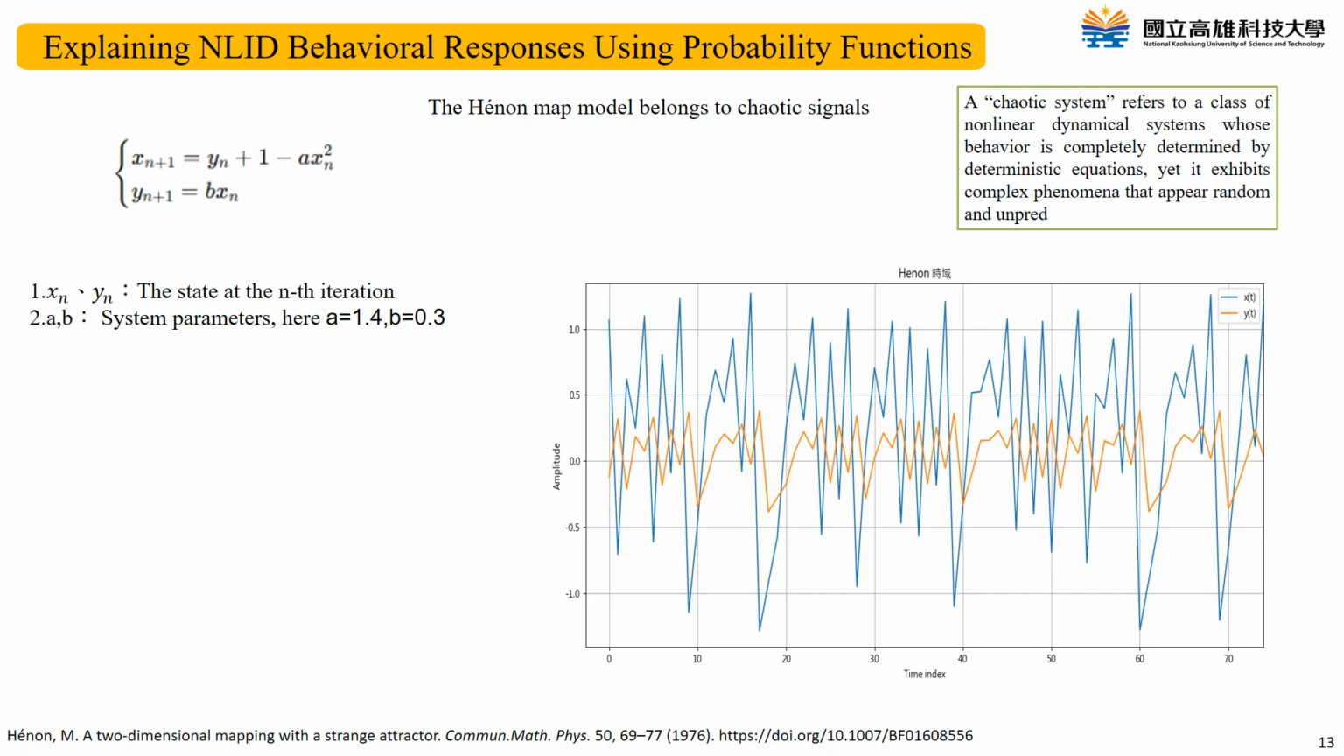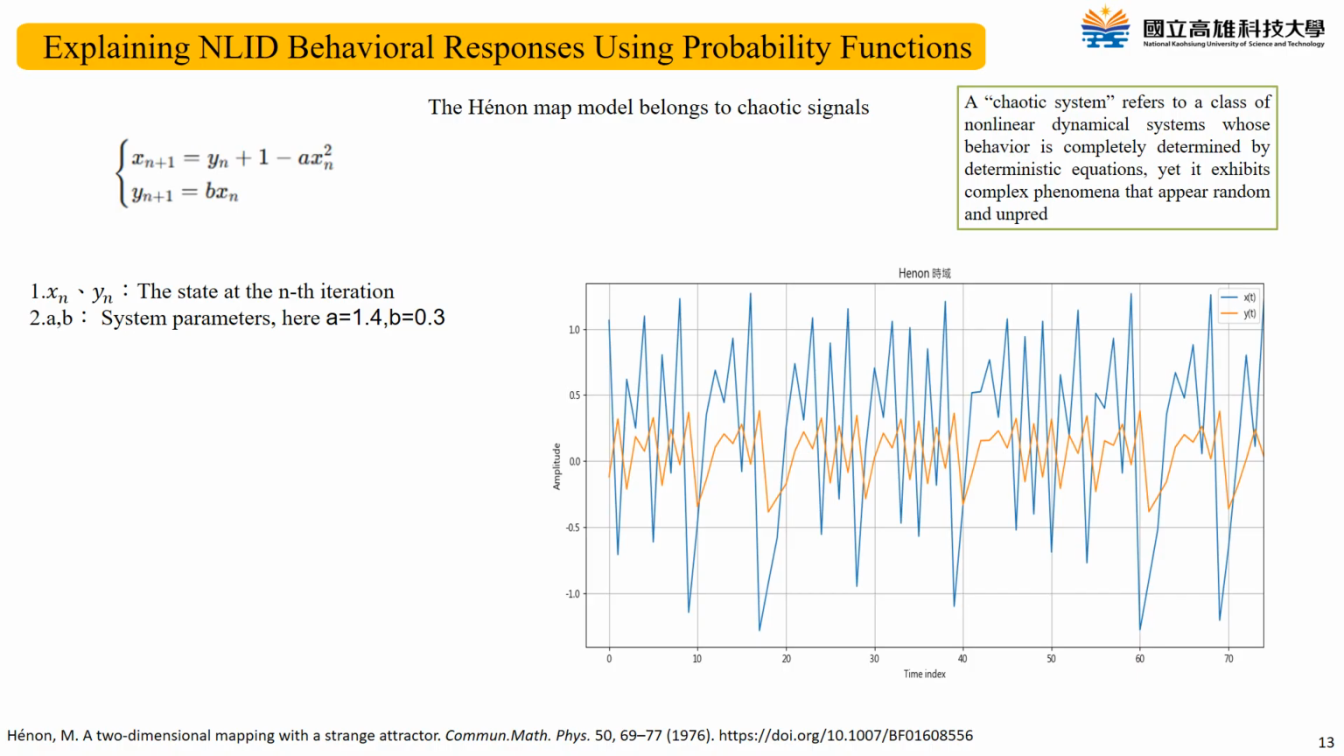The Hénon map is a classic example of a chaotic model. Although it only involves two simple equations, it can generate rich and complex dynamic behaviors. Here, xn and yn represent the state of the system at the nth iteration, and the parameters a and b control the system's nonlinearity and how it evolves over time. In other words, changing the parameters alters the system's behavior, which can range from stable and periodic dynamics to full chaotic motion. When we set a equals 1.4 and b equals 0.3, the Hénon map enters a typical chaotic state.